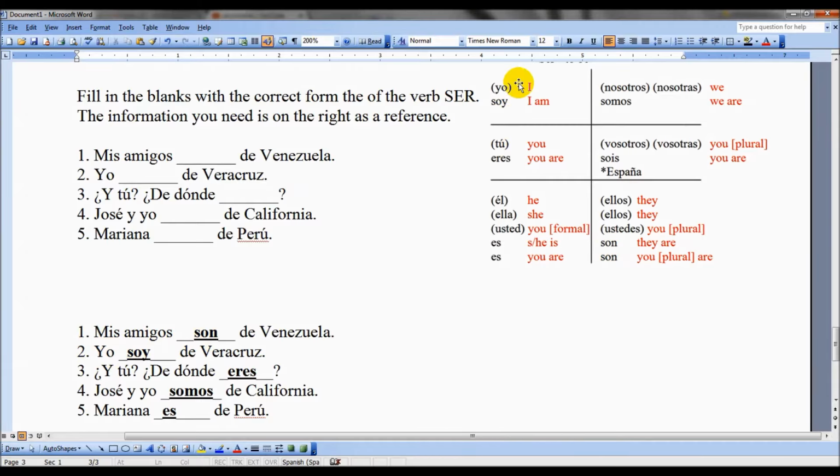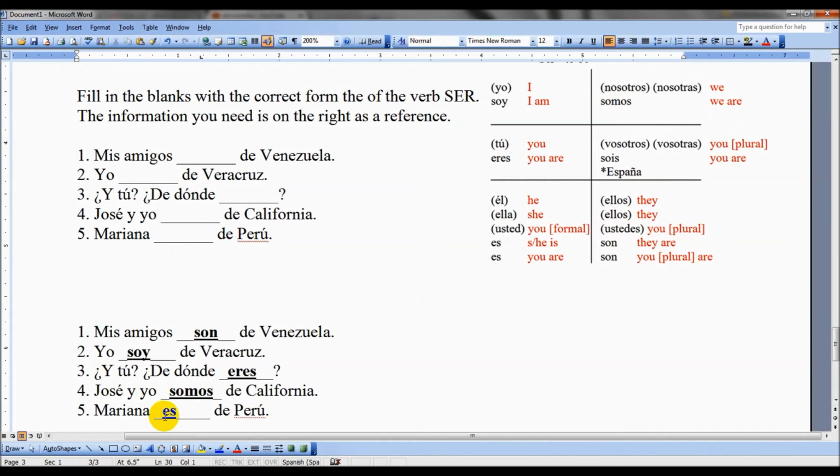Yo is easy, because there's only one option, yo and soy. So that's super easy. This one also should be easy too. You have y tú. Well, there's only one thing in the box with tú, and that's eres. So that one should have been easy as well. So for number 4, we have Jose y yo. Jose and I. So we have two people here. Who are we talking about? Talking about us, right? So I'm going to say we are from California. That's when I'm going to come up here and put down somos, because it's right here.